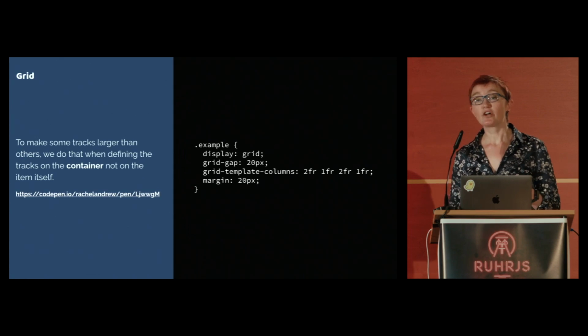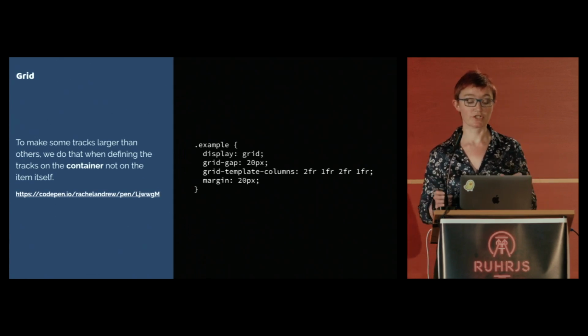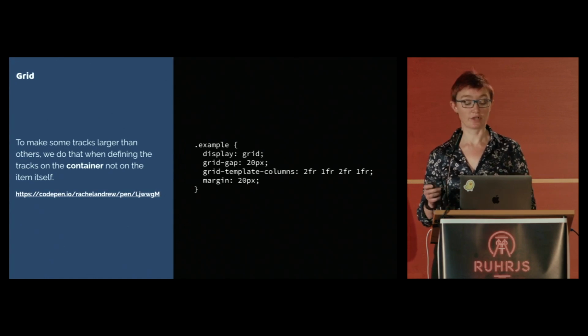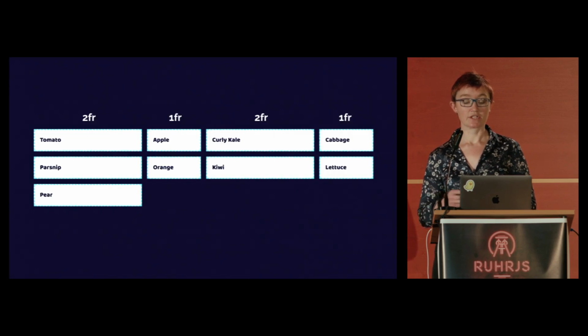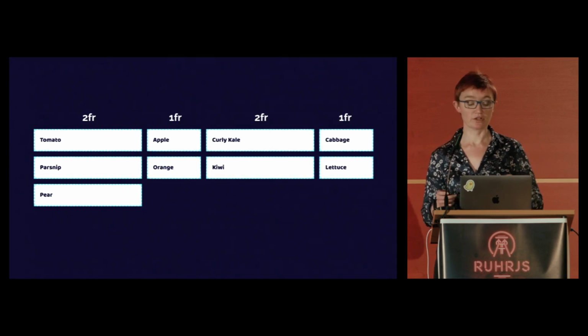The nice thing about that FR unit is because we're distributing available space, we can have proportions. So here I'm saying we're going to have a 2FR track, then a 1FR, then a 2FR, then a 1FR, and that gives us something like this. Again, we're not adding stuff to the items, we're doing that on the grid container when we define the grid.